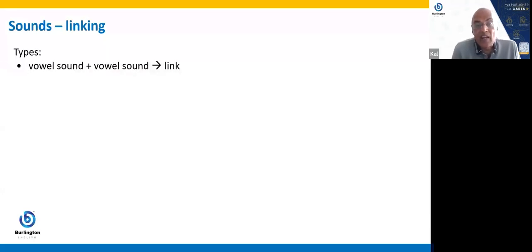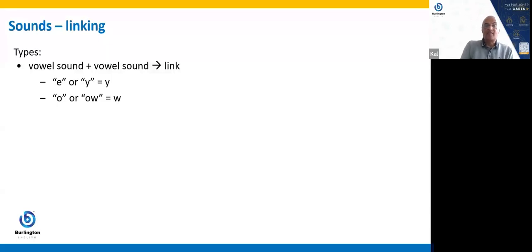So the first rule is if a word ends in a vowel sound and the start of the next word starts with a vowel sound, then we tend to combine them together. So an example of this, when you combine them, it will produce these particular sounds. Okay, Y and W.